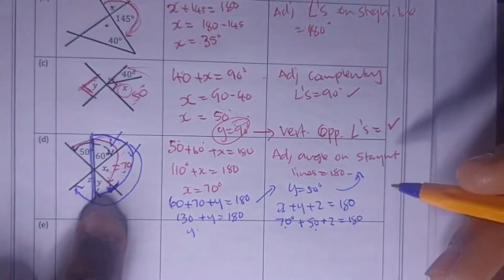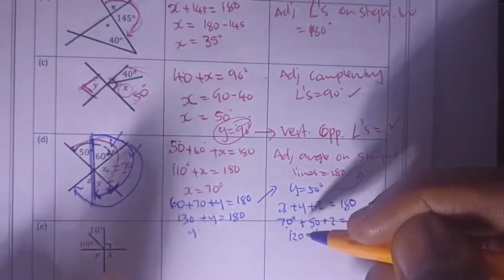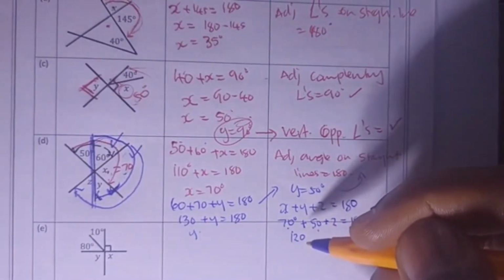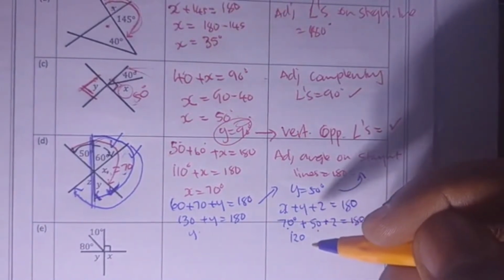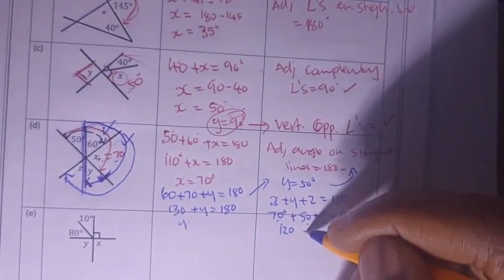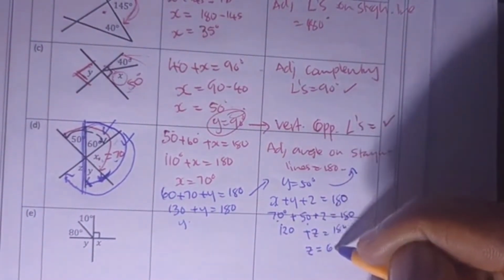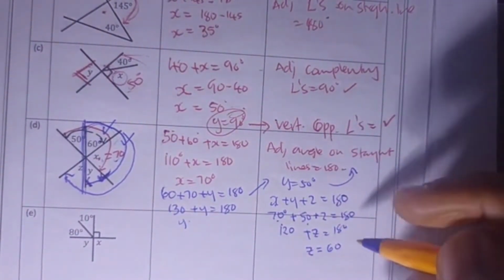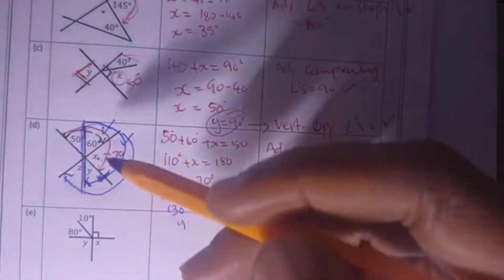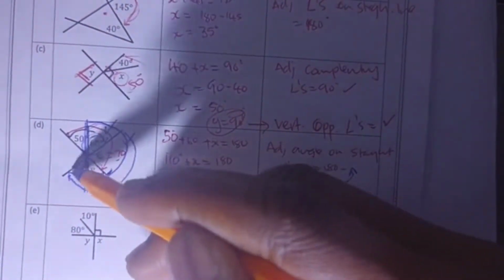This plus this is how much? 120. Is it 120? Yeah, 7 plus 5 is 12. Yeah, 120 plus z equals to 180. Take that to the other side. Z is actually 60 degrees. Could we say this is vertical opposite to that?